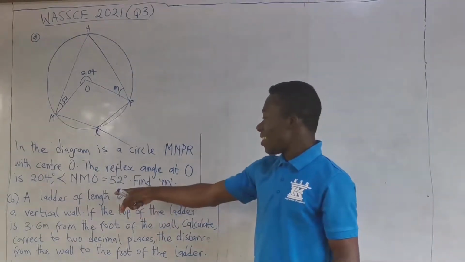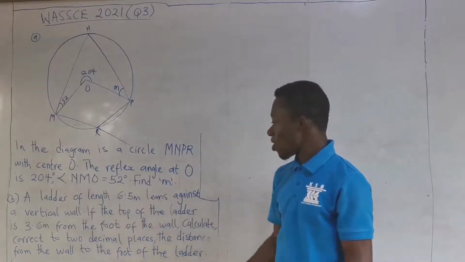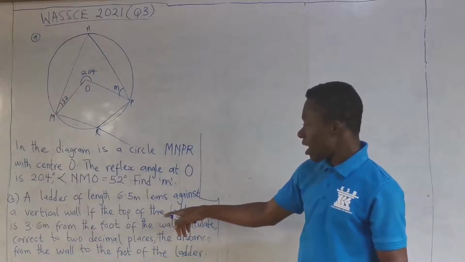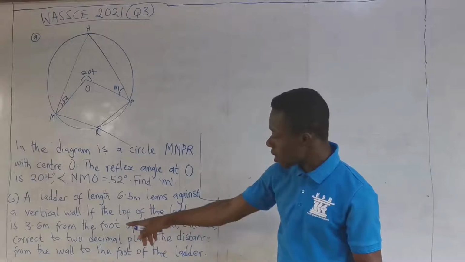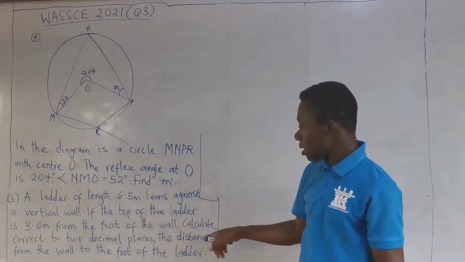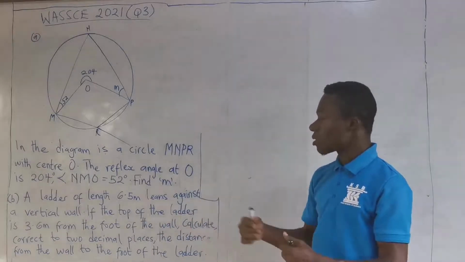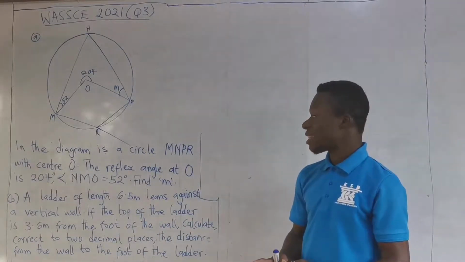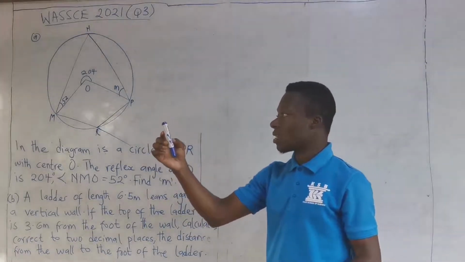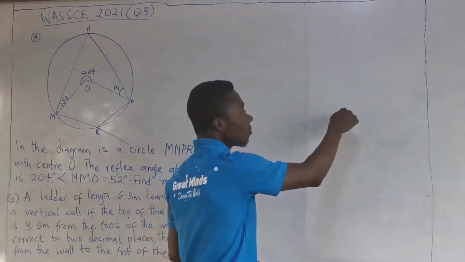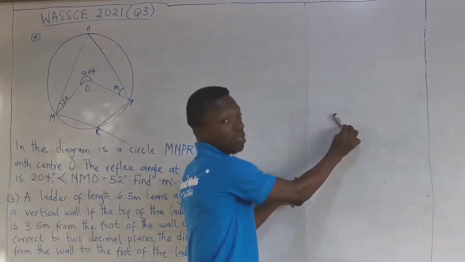A ladder of length 6.5 meters leans against a vertical wall. If the top of the ladder is 3.6 meters from the foot of the wall, calculate, correct to 2 decimal places, the distance from the wall to the foot of the ladder. So there was a ladder that leans against a vertical wall. Let's say this is the ladder, and if it wants to lean against a vertical wall, it goes something like this. That's how it's going to be.